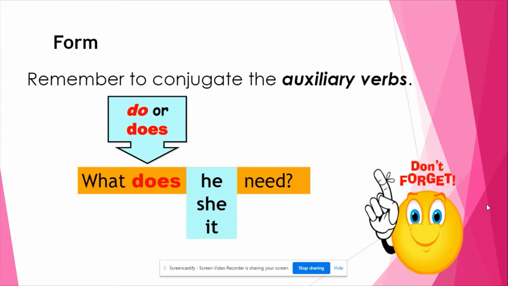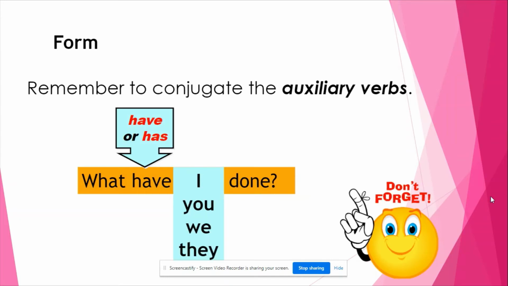Okay. Now let's look at another verb, okay? The same. So remember to conjugate the auxiliary verbs. And this time we have the verb have. And remember, we're talking about the present tense. Okay? So what have I done? Just repeat after me. What have you done? What have we done? What have they done?